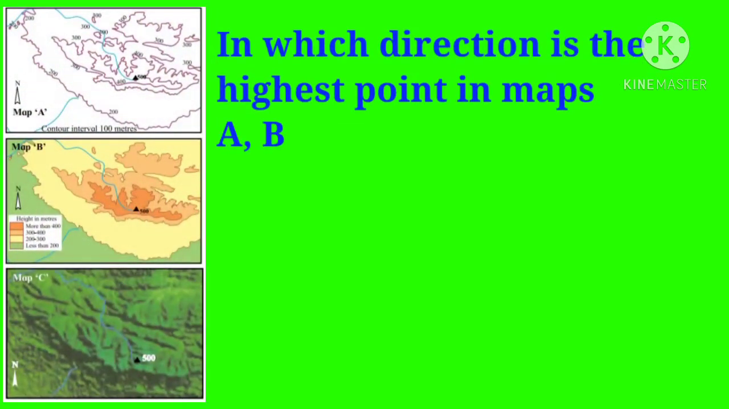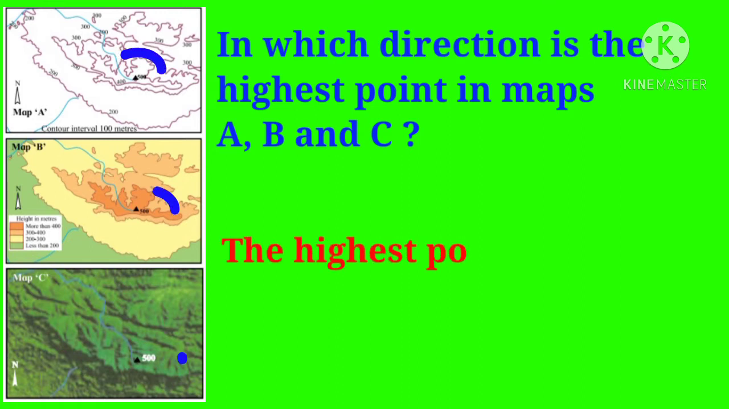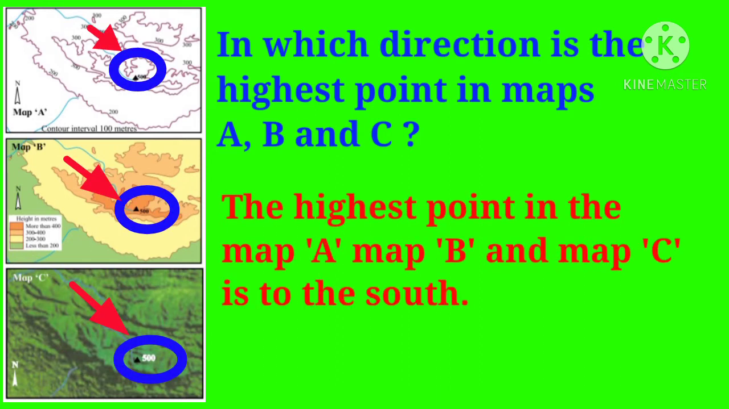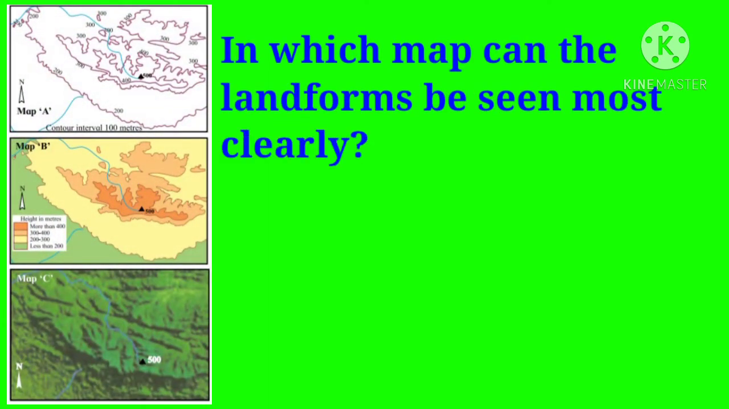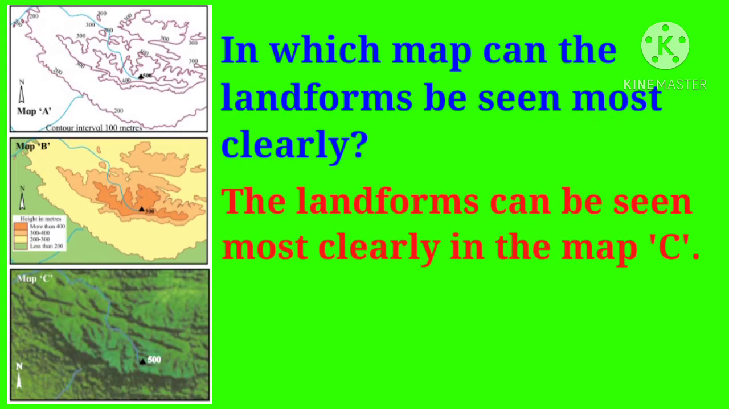In which direction is the highest point in maps A, B and C? The highest point in map A, map B and map C is to the south. In which map can the landforms be seen most clearly? The landforms can be seen most clearly in map C.